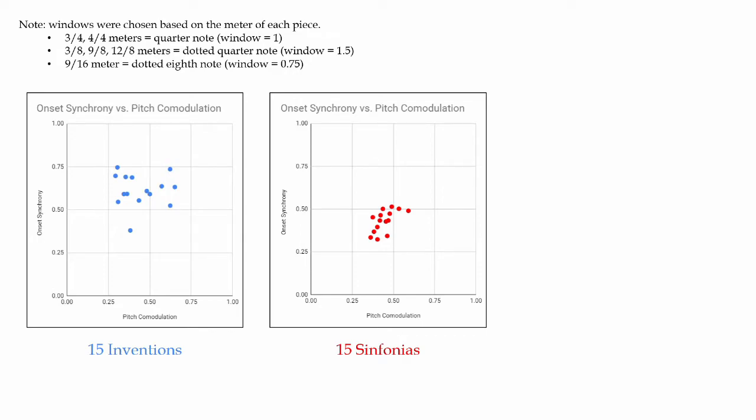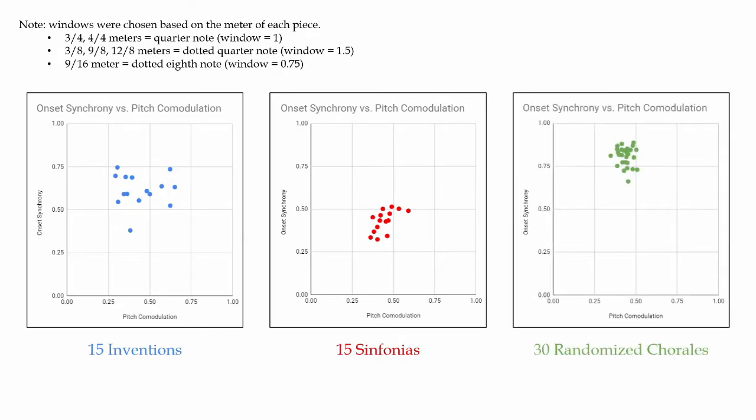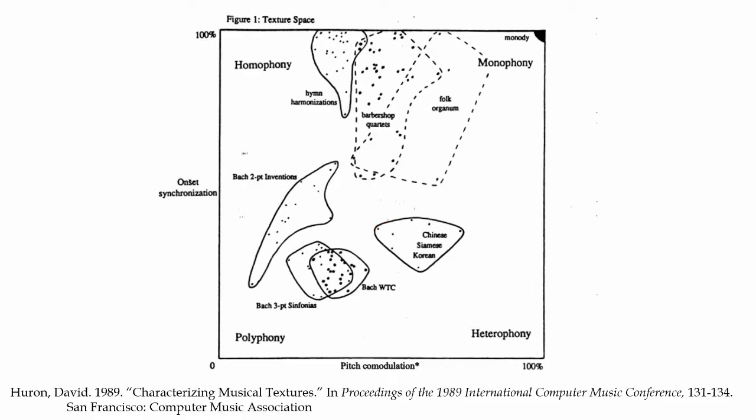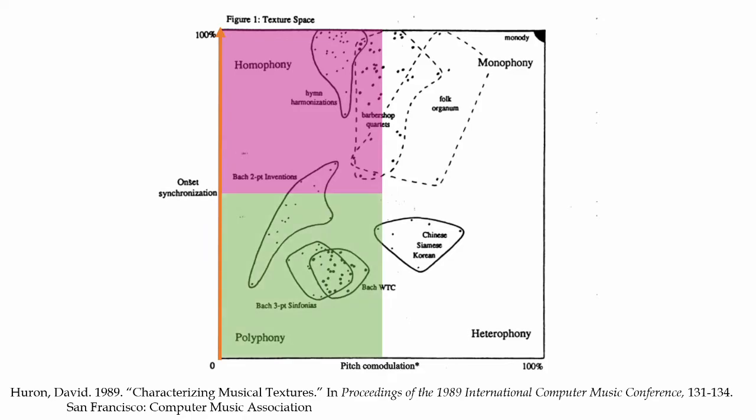When also considering the chorales, we saw that they had significantly higher levels of onset synchrony in comparison to the piano works, but again, differences in pitch commodulation were statistically insignificant. Looking back at Huron's texture space, we can see that onset synchrony is the only parameter that influences the difference between homophonic pieces and polyphonic pieces. Thus, the lack of change in pitch commodulation is justified.